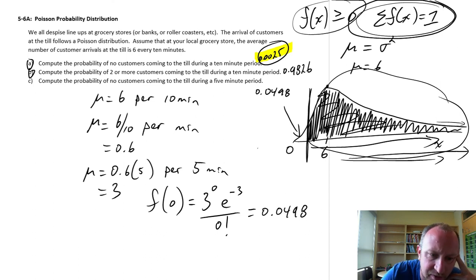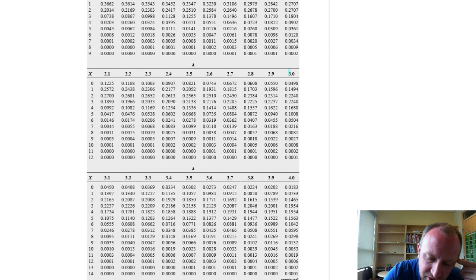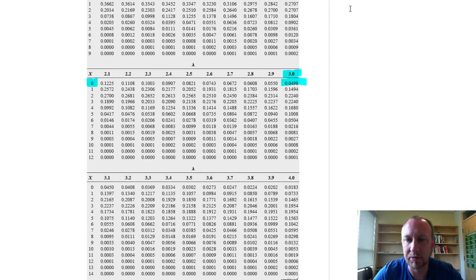Similarly, let's skip down to this one, 0.0498. So this is obtaining a value of 0 from a distribution with a mean of 3. So if I go back to our Poisson distribution, I want to find the one that corresponds to a mean of 3, and I want to look up nothing occurring in that distribution with a mean of 3. Look at that value, 0.0498 is exactly what we calculated. So now we've got the long-handed way, crunching out these probabilities by hand, but it's also really helpful to get some practice using these probability distribution tables, because they can save you a ton of time.